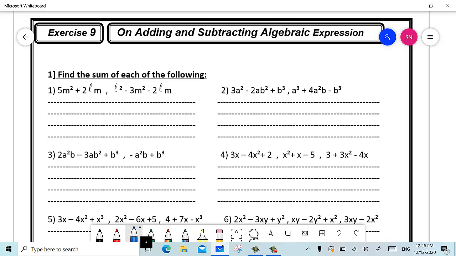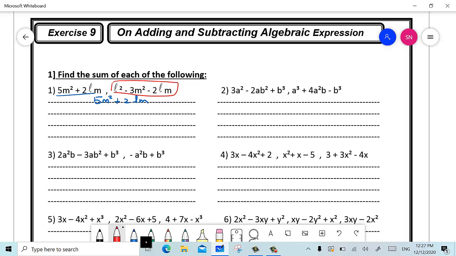So here, the step that I'm going to use is that I'm going to write the first expression just as it is. And here is my first expression. So I'm going to write 5m squared plus 2lm. And then I want to add the second expression, which is l squared minus 3m squared minus 2lm, to the first expression. As you can see here, I'm adding an expression to another.